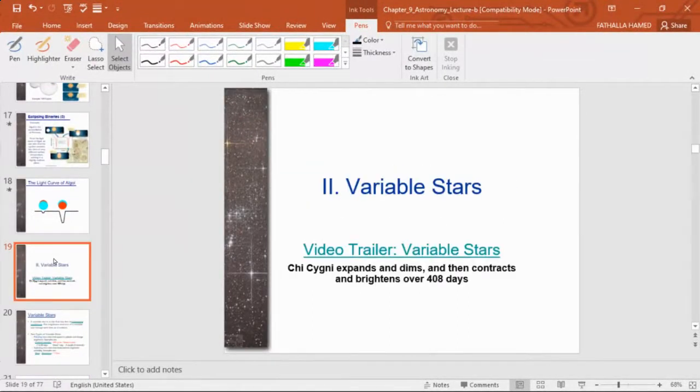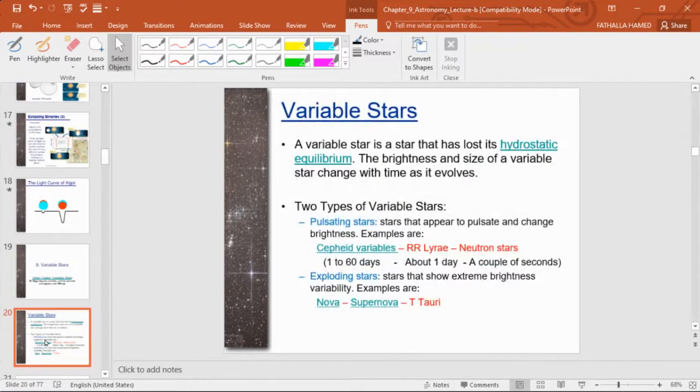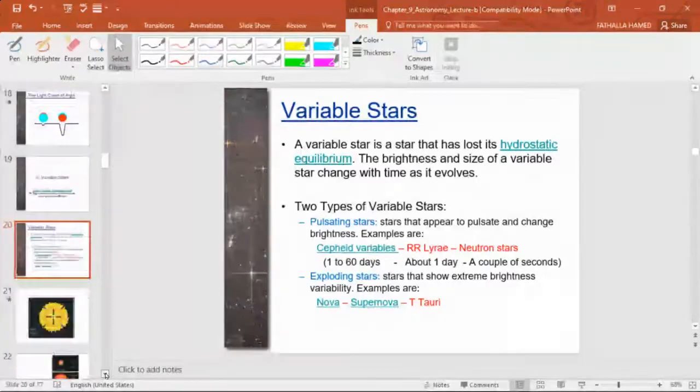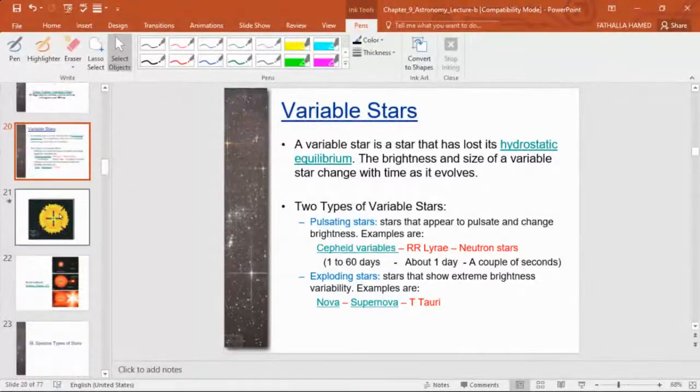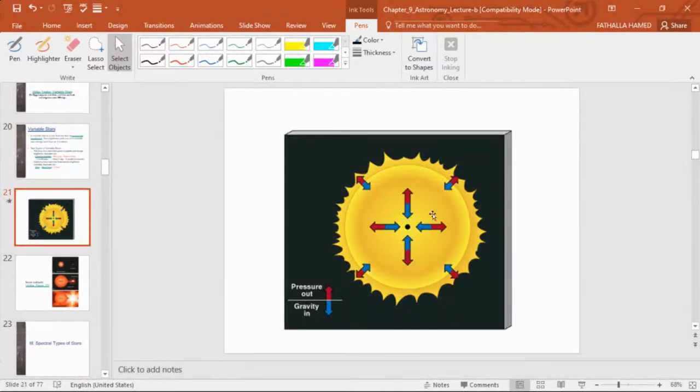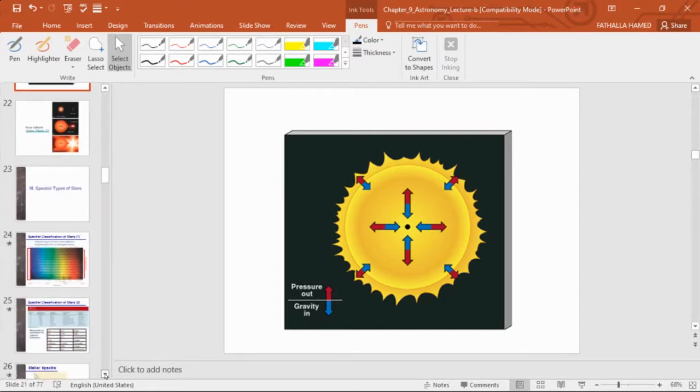And then we talked about variable stars, and we said these stars that basically lost their hydrostatic equilibrium, so they start basically vibrating. So you have an inward pull from gravity and an outward push from pressure, and that basically can cause, at some point when the star becomes big, you may actually lose hydrostatic equilibrium, and we call these variable stars.